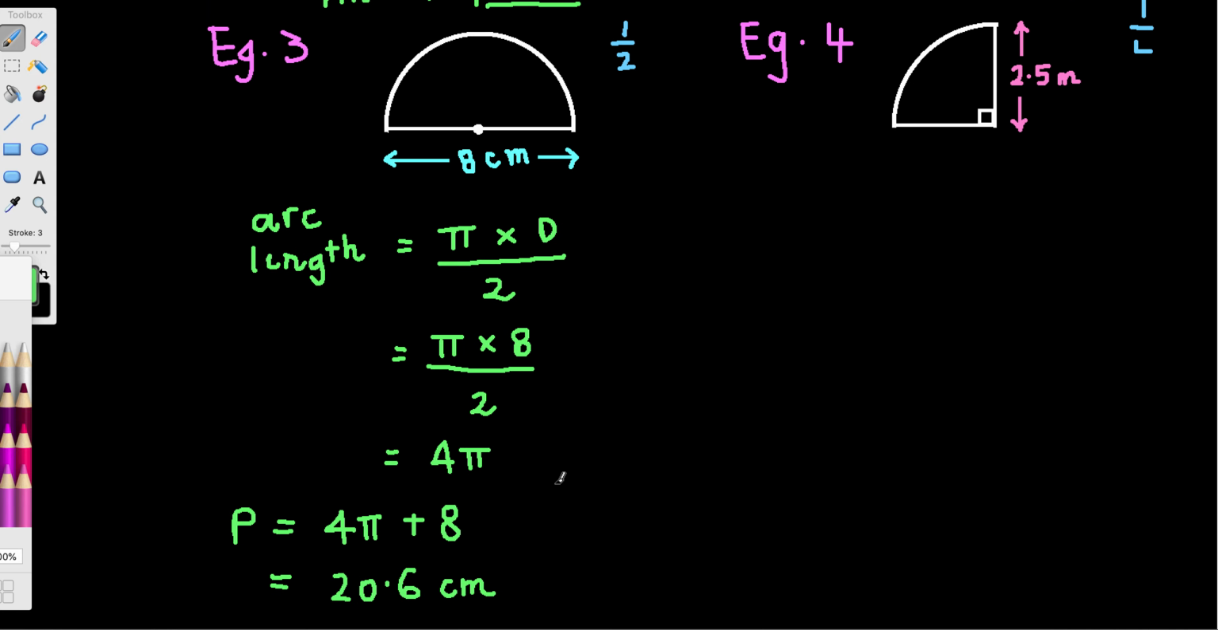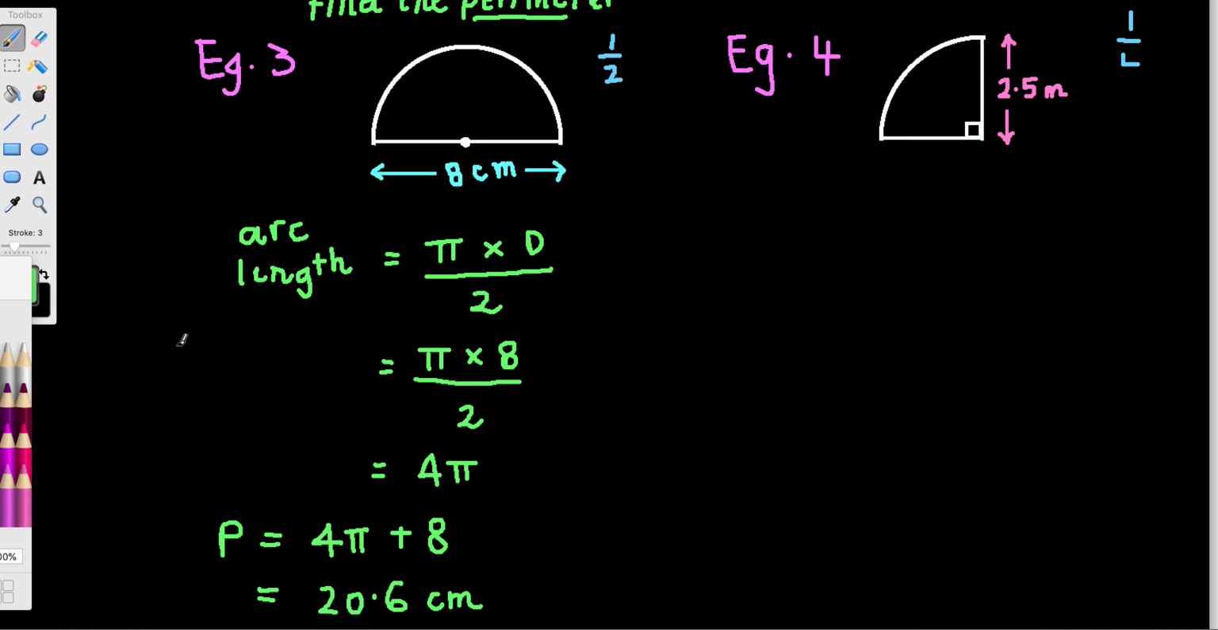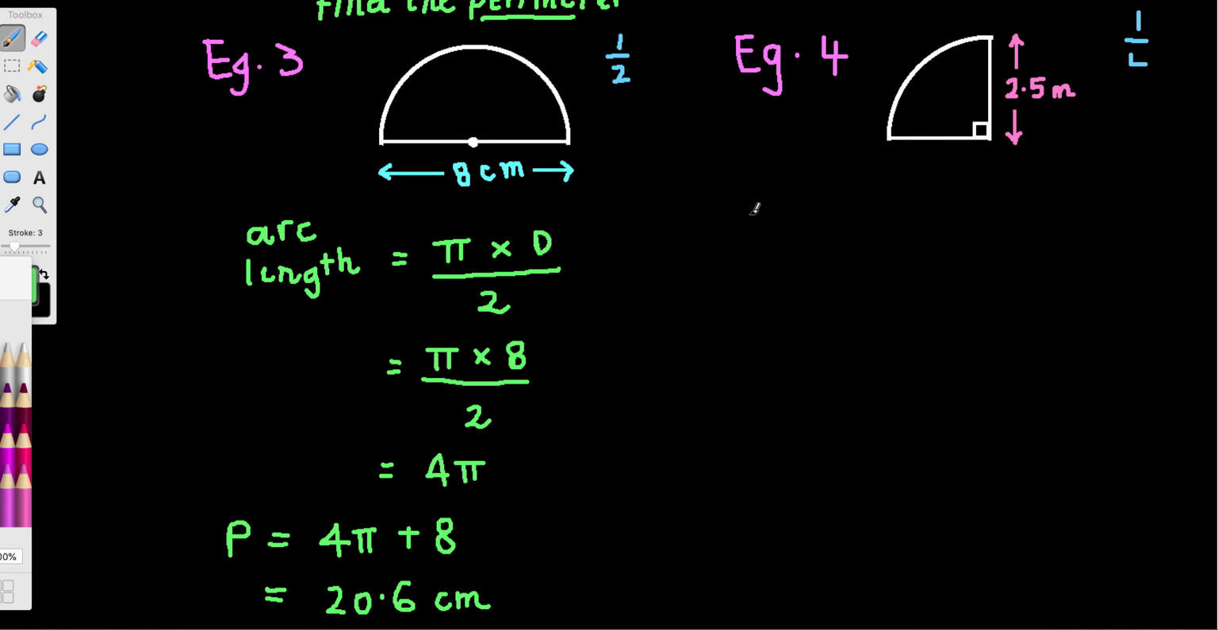So as you can see, it's a little bit more challenging. You do have to consider halving the circumference first. And you also have to remember that we've got a flat bit here that's part of the perimeter of this shape. Now the quadrant is very similar in that we are going to find this arc part again. So I want the curved bit, the arc length, I'm going to call it. You just say arc if you like.